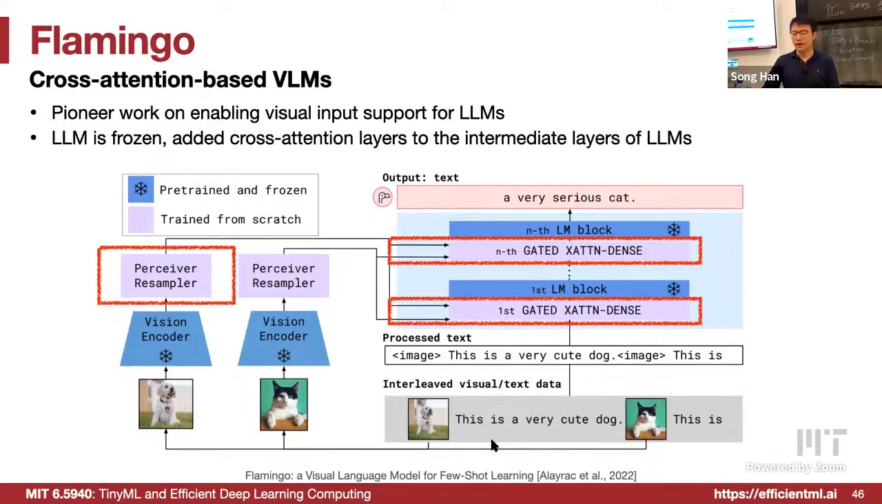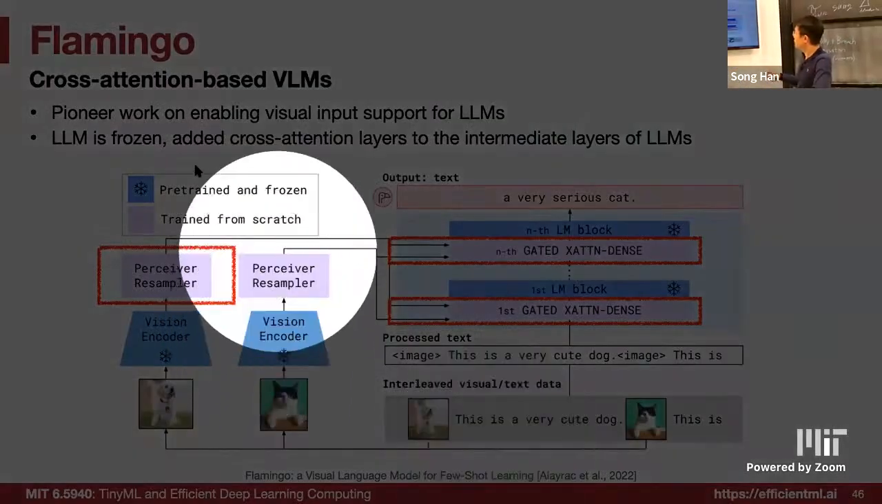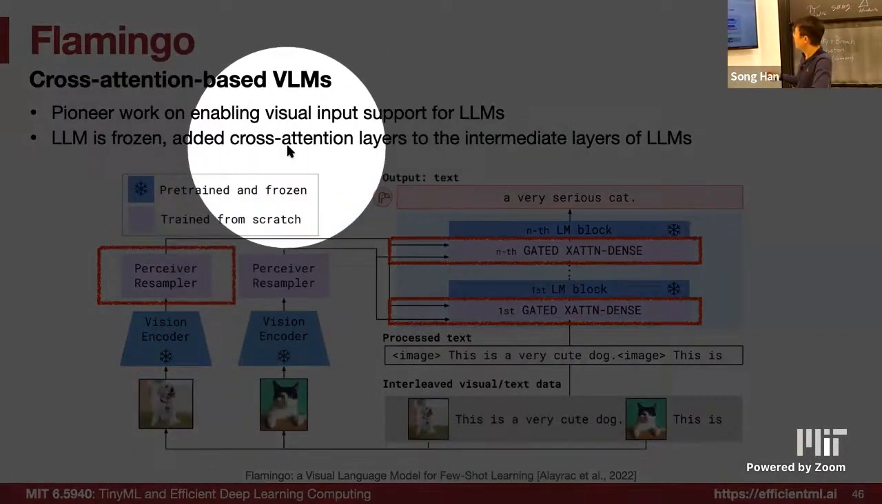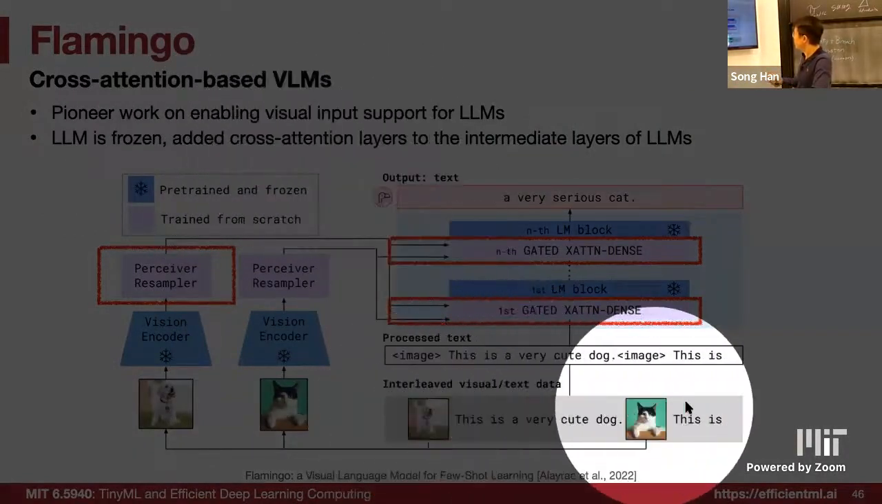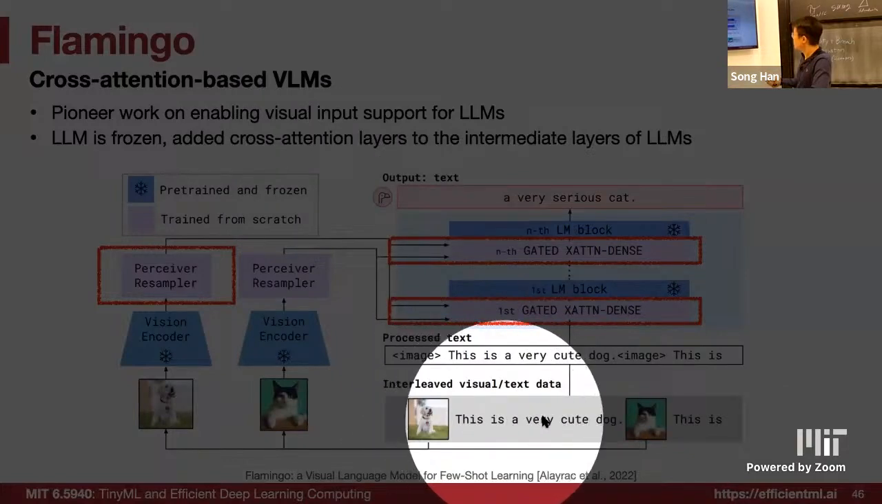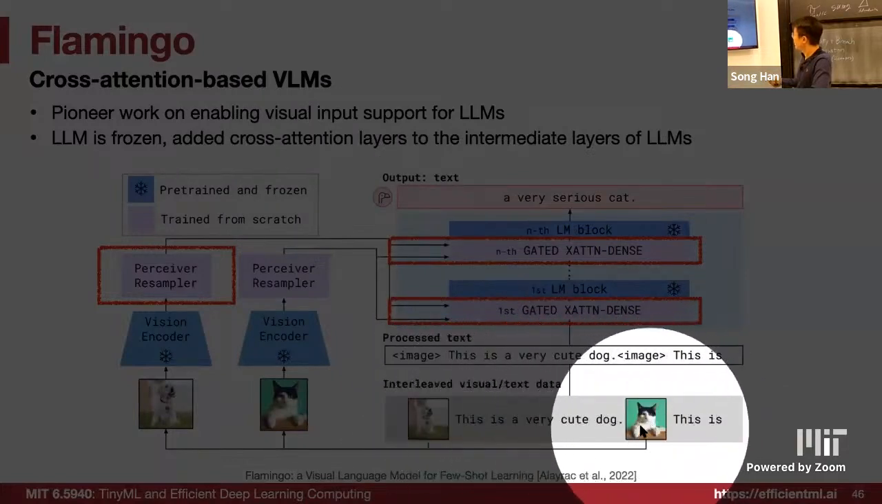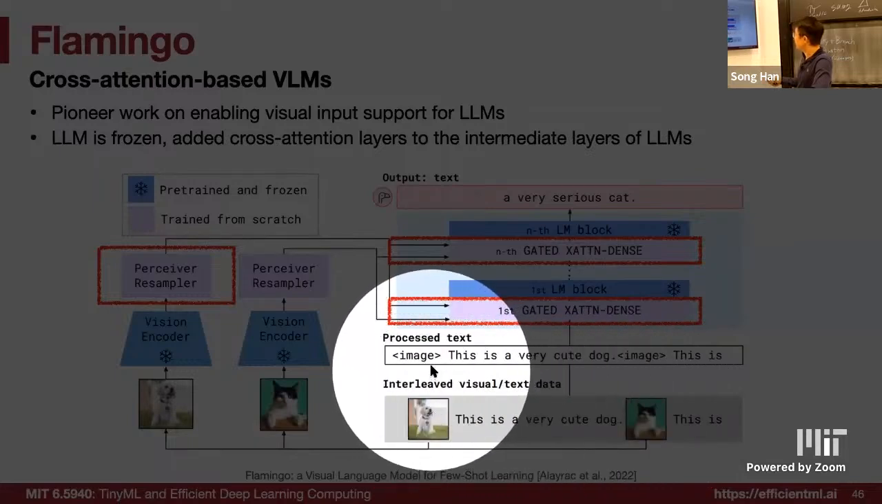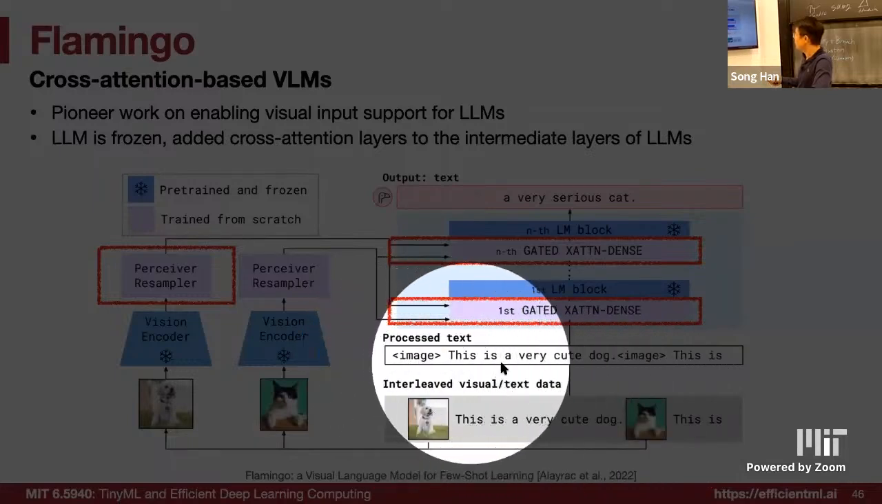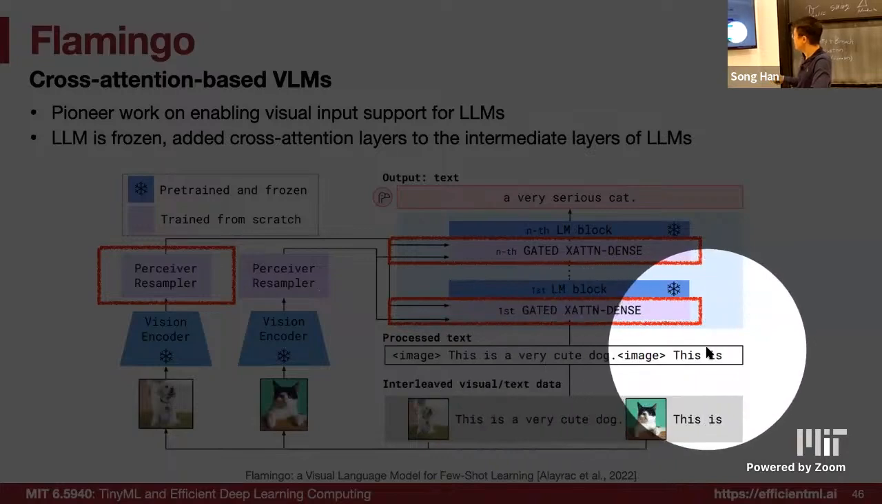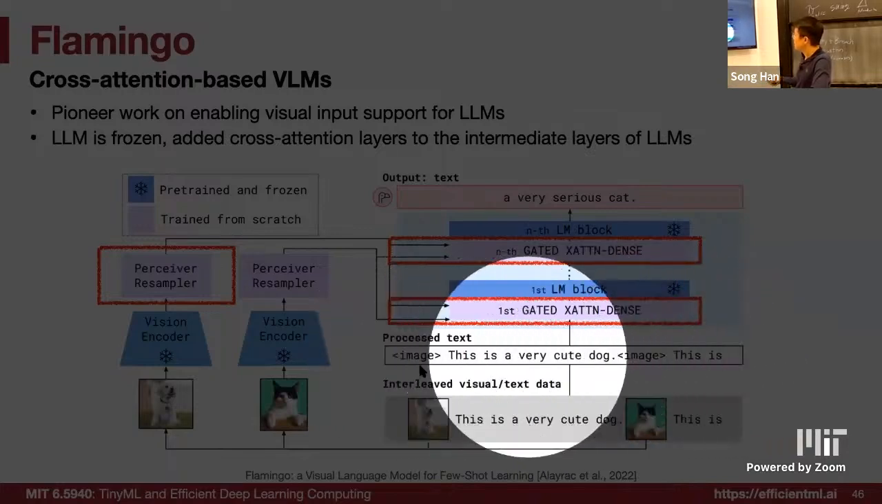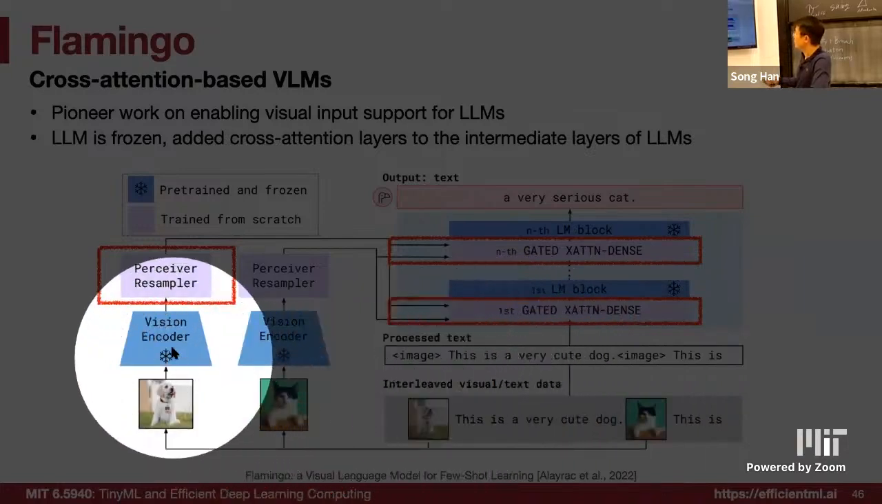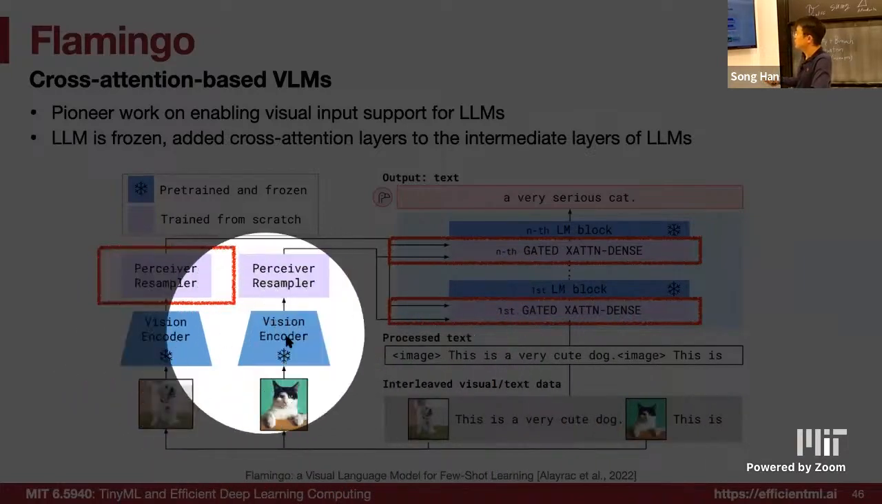Okay, so here the language model is frozen, and how do we inject new information of the image? That is through the cross-attention layer. Okay, so this is the input. We have an image of a dog. This is a very cute dog. An image of a cat, and this is. So the processed text becomes image, this is a very cute dog, image, this is. Okay, and we feed this language part to the large language model. Well, the image part, we process them first through a vision encoder.